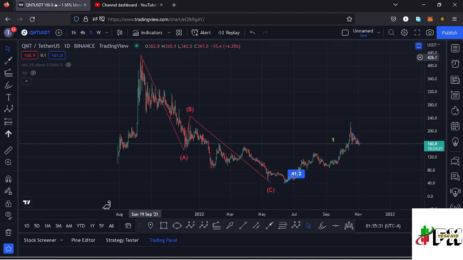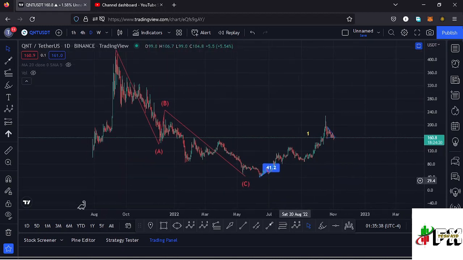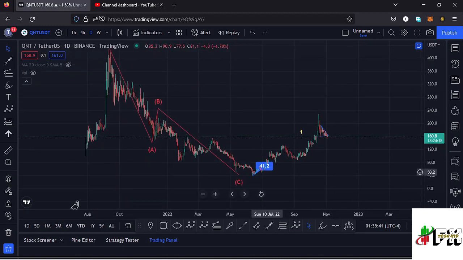Quant from the all-time high has been seeing lower prices in this massive ABC corrective movement, which has now taken us back to around the $41.2 mark. And having done so, we have seen a very nice bounce to the upper side, obeying the Elliot wave structures.